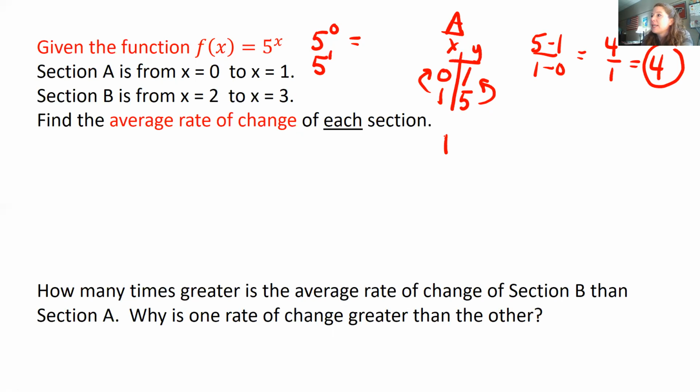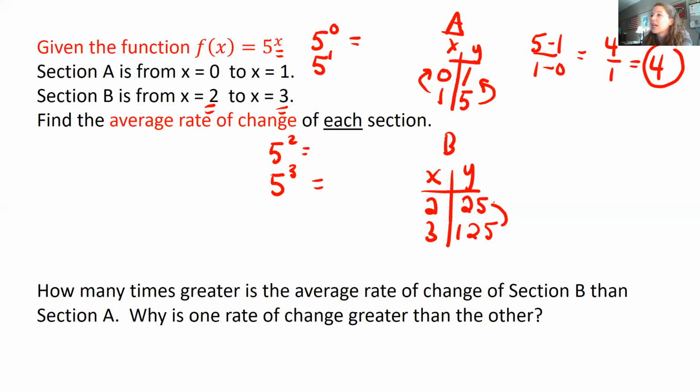Now let's do section B. We're going to do our input and our output. This time we're using 2 and 3. So we want to know what is 5 squared. 5 squared is 25. And 5 to the 3rd power, because remember what we're doing? We're plugging in for x. So if x is 3, 5 times 5 times 5 is 125. So now what is our change in y over our change in x? 125 minus 25 is 100. 3 minus 2 is 1. So our rate of change is 100.